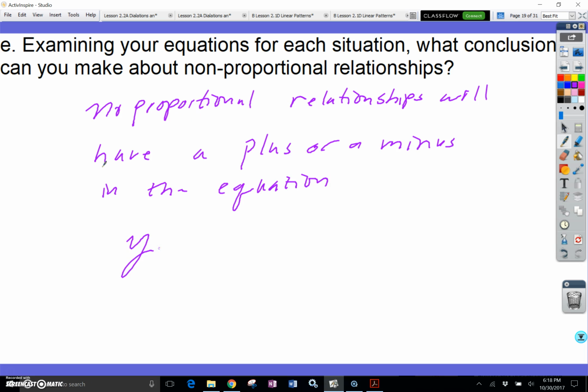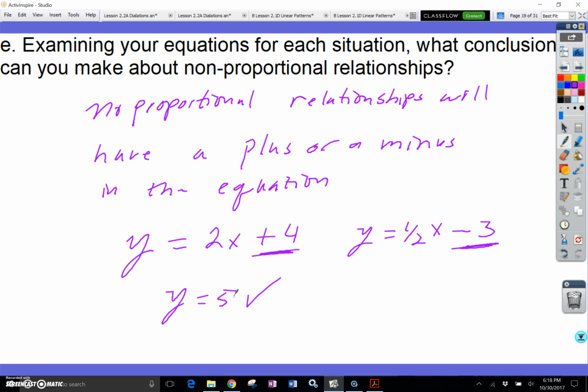So an example of non-proportional will be y equals 2x plus 4. That plus 4 makes it non-proportional. y equals 1/2 x minus 3. This minus 3 is what makes it non-proportional. If I had an equation like y equals 5x, this is proportional. Or if I have the equation y equals negative 2/3 x, that is proportional because it doesn't have a plus or a minus. It has a negative, but not a plus or a minus.